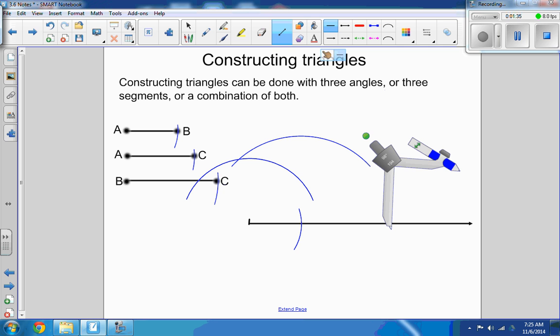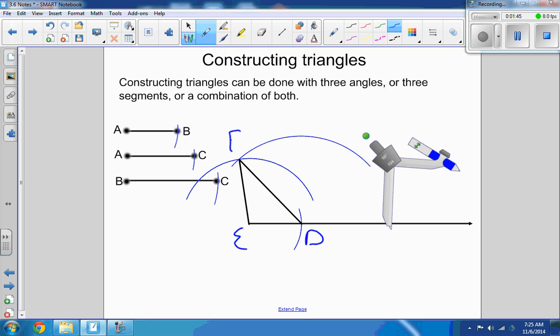And so I got a triangle like so. I'll call this EDF. And so triangle ABC is congruent to triangle EDF.